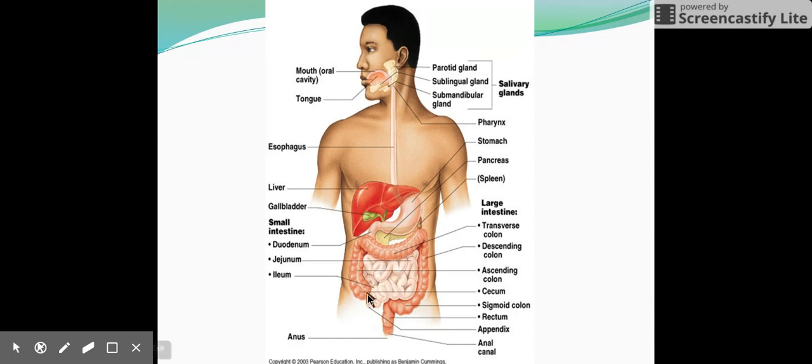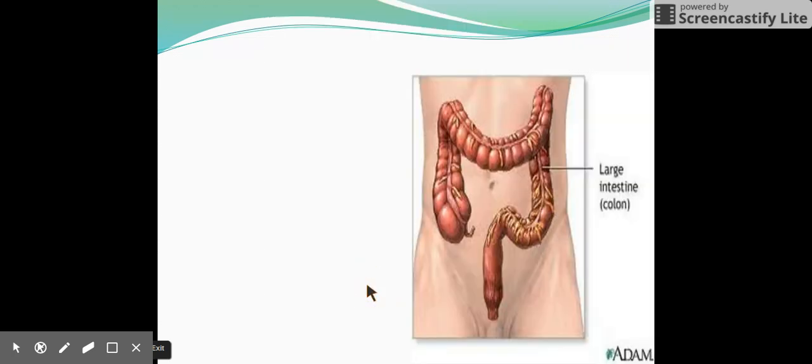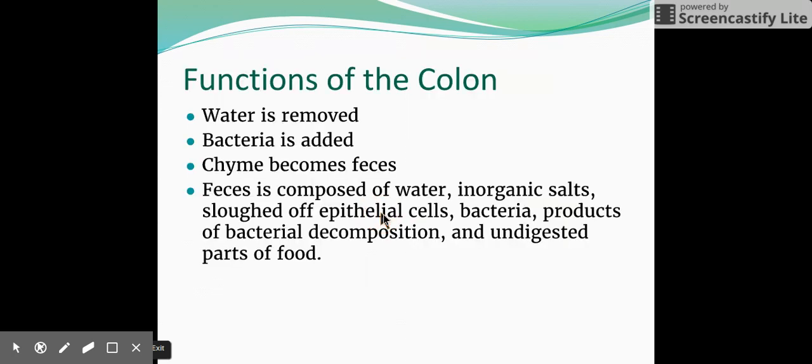And now we're going to talk about the large intestine. Remember, the small intestine ends at the ileocecal valve, so the large intestine must start there. The large intestine is also referred to as the colon. So, functions of the colon. These are the big four. Water is removed. Bacteria is added. When you add bacteria and remove water from chyme, it is now referred to as feces.